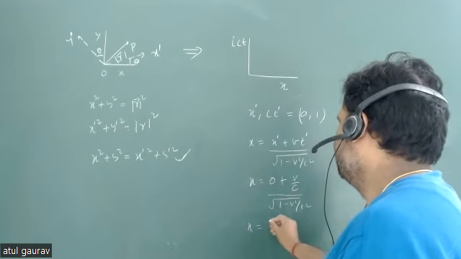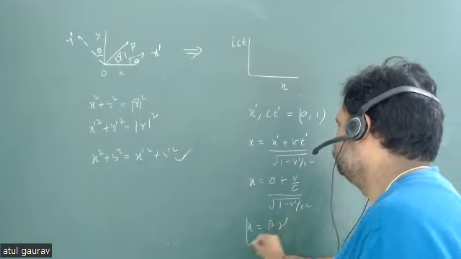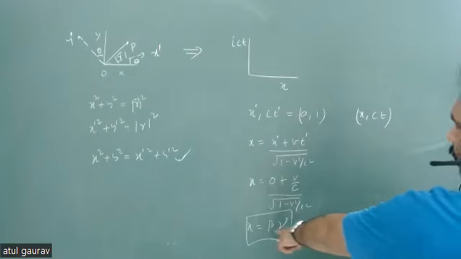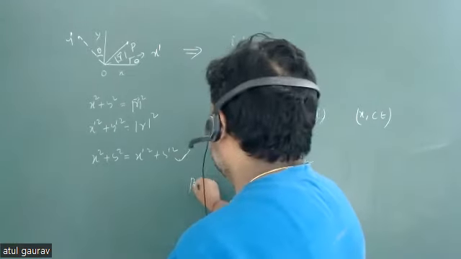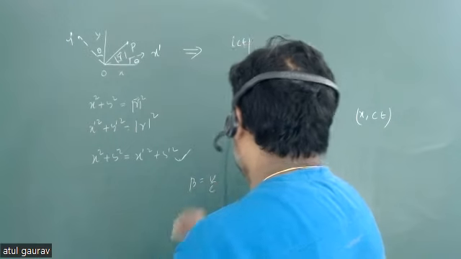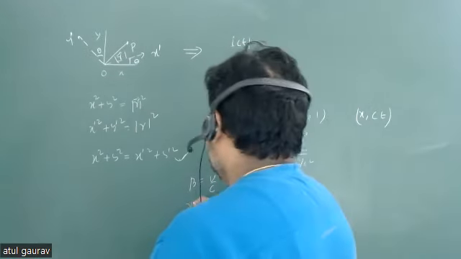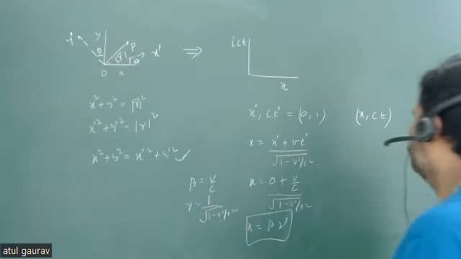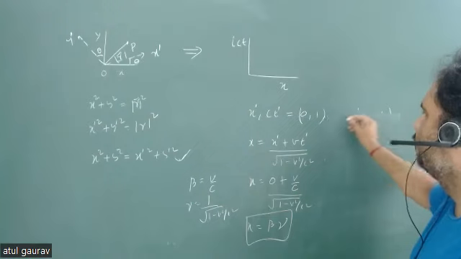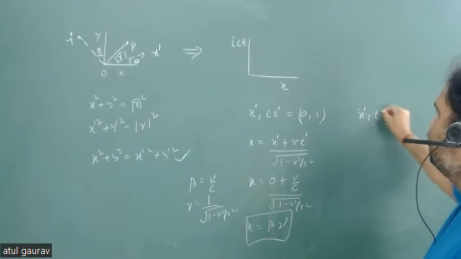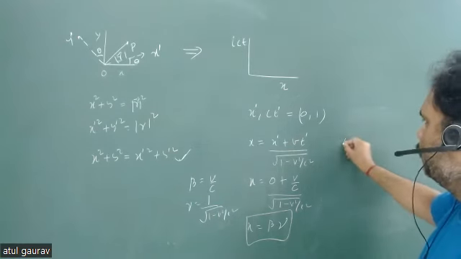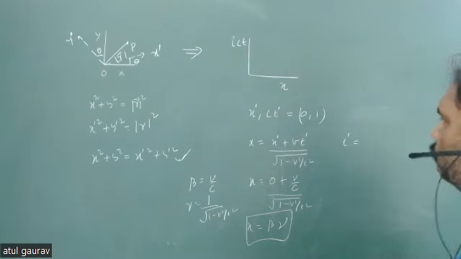So what value of x are we getting? Suppose this is beta into gamma. Okay? What value of x is coming? Beta into gamma. What is beta? v upon c. And what is gamma? Gamma is 1 upon root under 1 minus v square upon c square. Now let's go for another thing, the values of x dash and ct dash, and what about t dash? So find the value of t dash from here too. What about your t dash? What will it be?